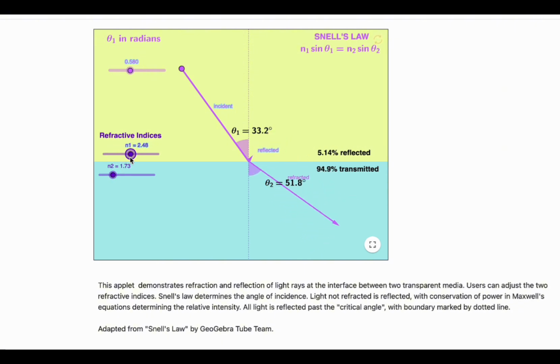Draw the normal line straight up at the boundary to measure angles correctly. Different materials have different refractive indexes, n. That's why lenses bend light just right. Snell's law ensures that light travels along perfectly predictable paths.